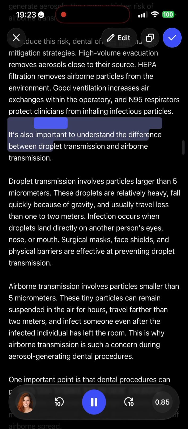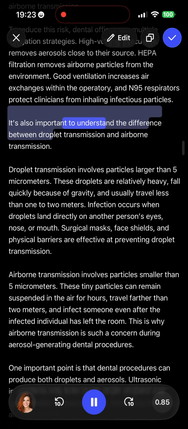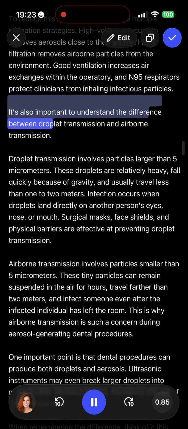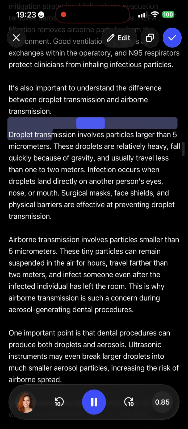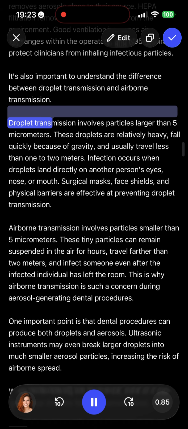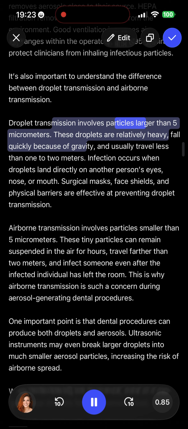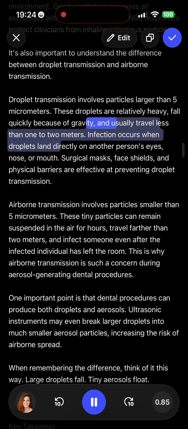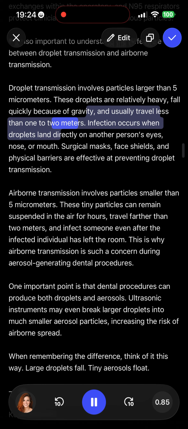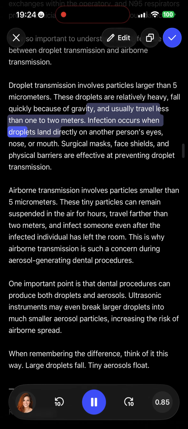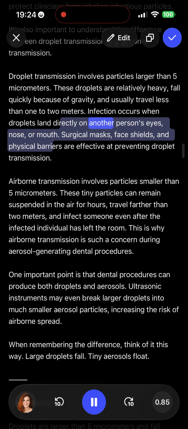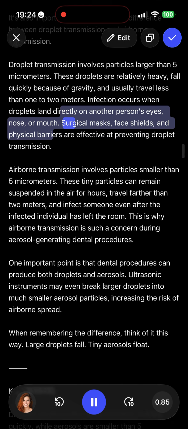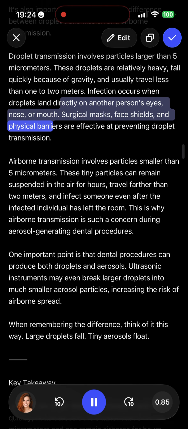It's also important to understand the difference between droplet transmission and airborne transmission. Droplet transmission involves particles larger than 5 micrometers. These droplets are relatively heavy, fall quickly because of gravity, and usually travel less than 1 to 2 meters. Infection occurs when droplets land directly on another person's eyes, nose, or mouth. Surgical masks, face shields, and physical barriers are effective at preventing droplet transmission.